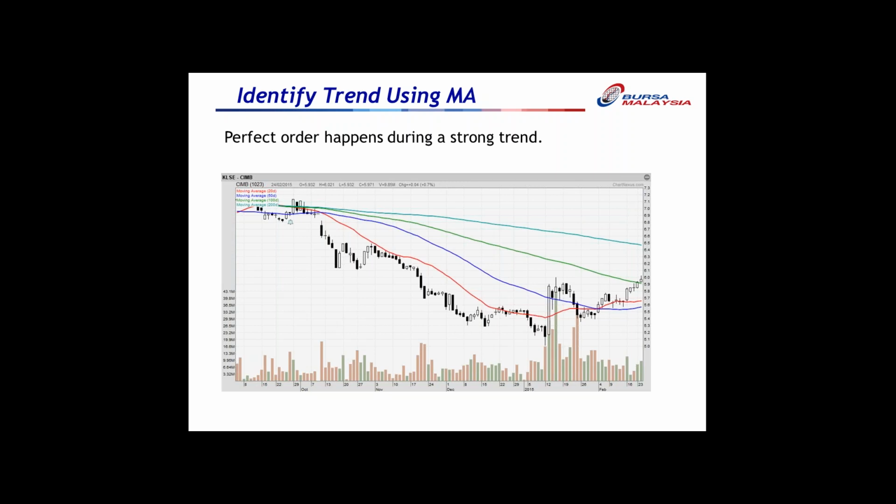So what is perfect order? Perfect order is when every moving average is arranged in a very nice fashion like this. They are arranged according to their period: the 20 day, after that 50 day, 100 day, 200 day. It is a very strong trend. When you see the moving averages are a bit messy, it just means that the trend is going sideways. So in this case, when the 20 day shorter period is below the longer period, it just means that it's a very strong downtrend.